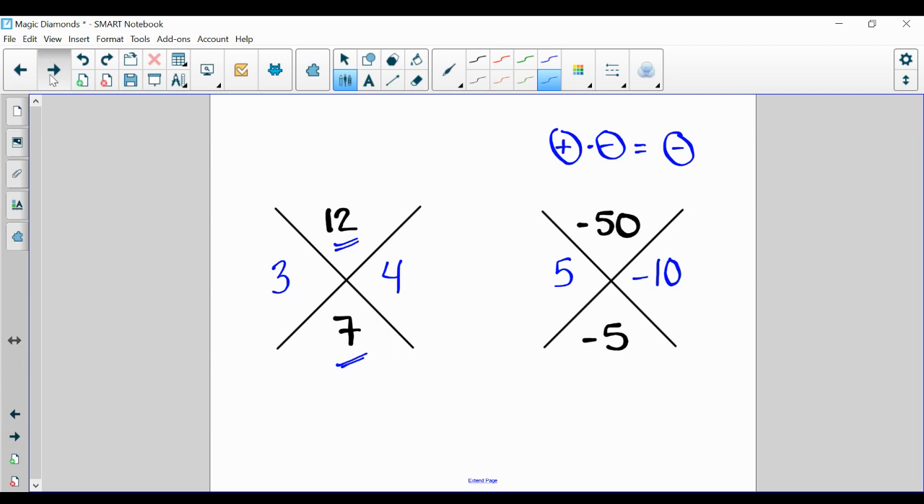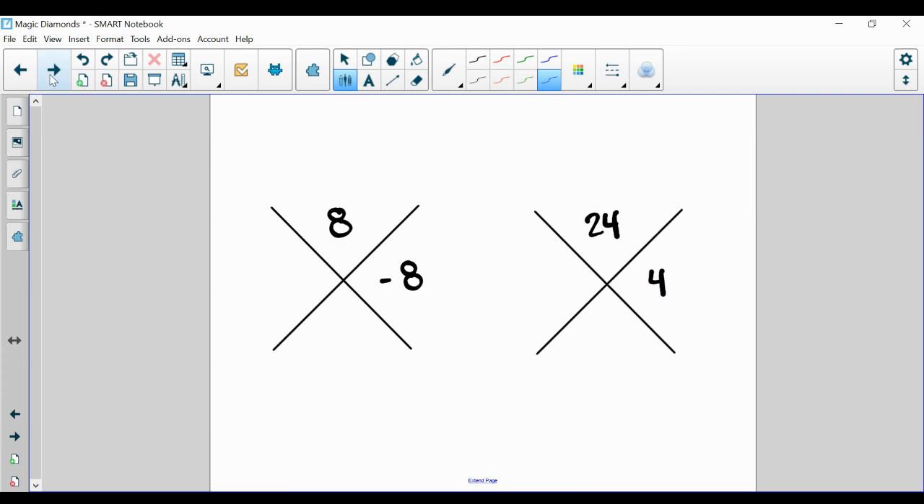Let's move on. Now, this is the next type. I've given you the product and one number, so you now have to find the sum and the other number. Same thing here. We're finding the sum and the other number. So -8 times what gets me to +8. So that means I'm going to have a -1 here, and then -1 plus -8 gets me to -9. Over on the right, 4 times what gets me to 24? So this is going to be a 6. And then 6 plus 4 is 10.